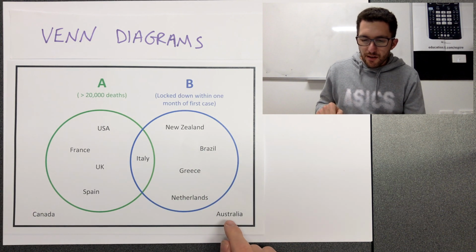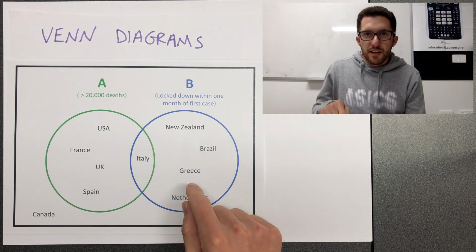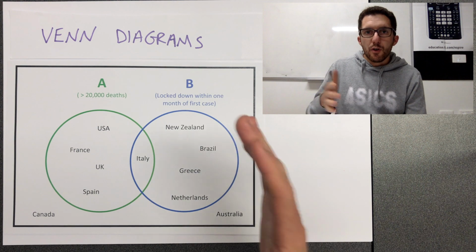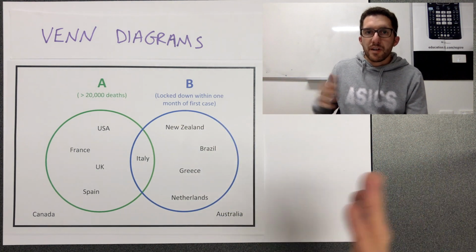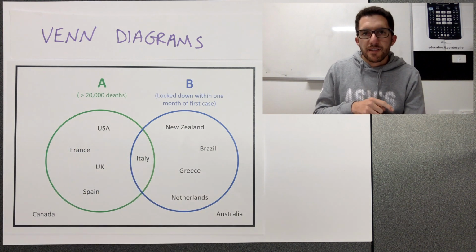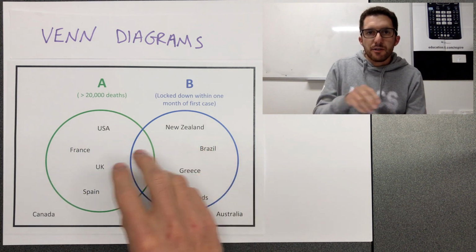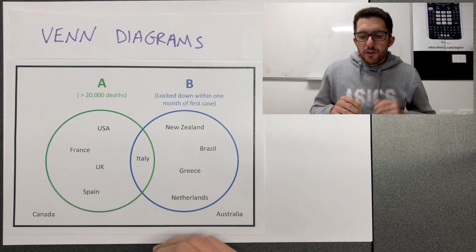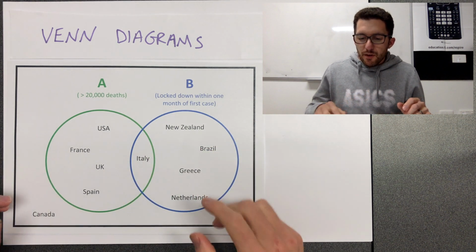So Australia has not locked down within 1 month of recording their first case. They have locked down eventually, but not within 1 month. It took them longer than a month to lock down. But they've managed to record less than 20,000 deaths. So they don't fit the criteria for either circle. And that's the same for Canada. So that's how we interpret a Venn diagram.